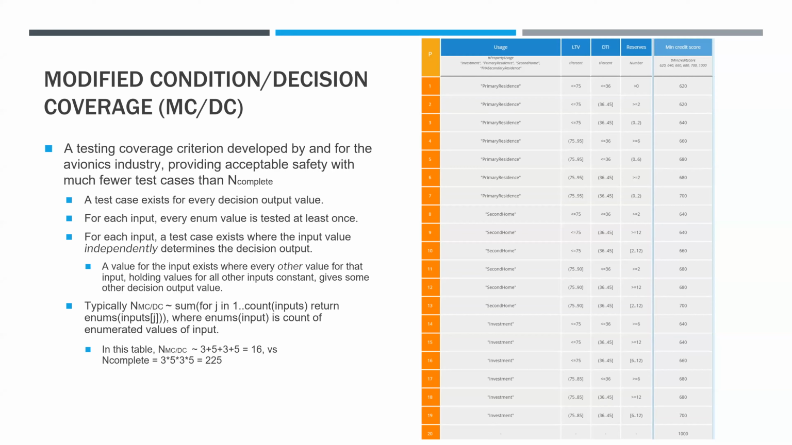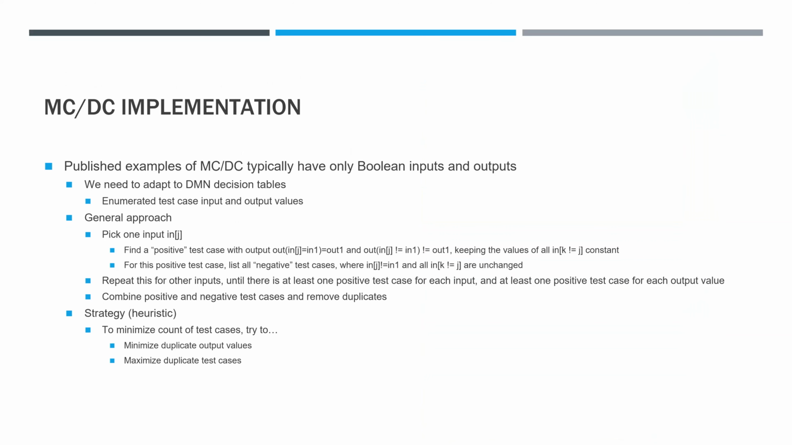And in that case, instead of multiplying the counts of enumerated values of each input, as in the full coverage case, the count of test cases is approximately the sum of those counts, and sometimes even fewer than that. So approximately 16 test cases instead of 225 for this decision table. Now, it's one thing to know the principles of MCDC, and quite another to have an algorithm to do it. In the published work on MCDC, the inputs and often the outputs are assumed to be Booleans. So some adaptation to DMN decision tables was required.